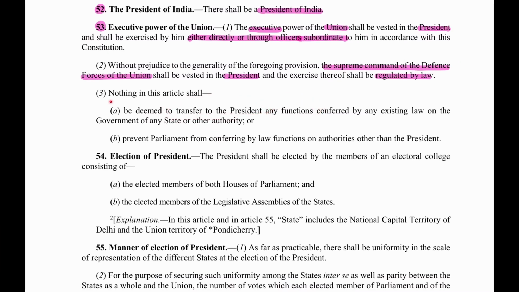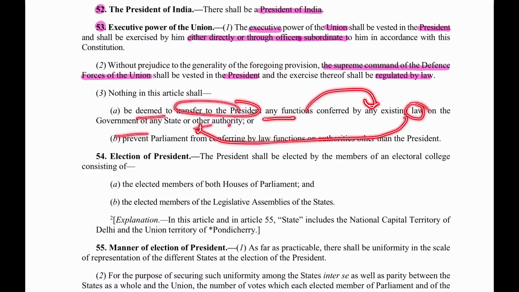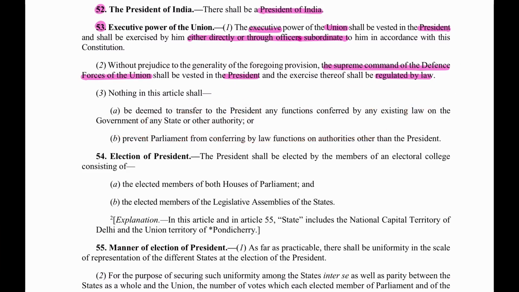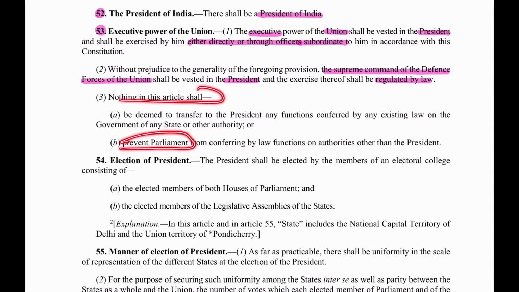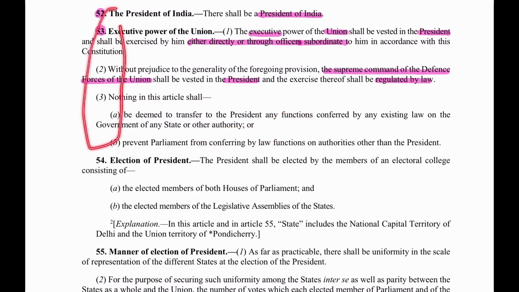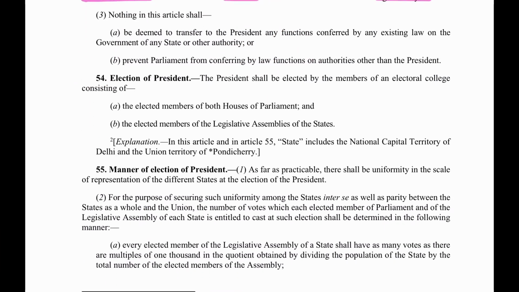Because what is being said here is, nothing in this article will deem to transfer to the President any function which is conferred by law on these authorities. So if law has conferred any function on these authorities, they have to do that work, and it will not come back to the President. Plus, Parliament will also have the power, because nothing in this article will prevent Parliament, which means Parliament will have the power to confer by law functions on authorities other than the President. So if Parliament wants to confer any other function on any other authority, it can definitely do so by law. So these are the basics of the President that you will have to remember. As I just said, election we will do in the next class.